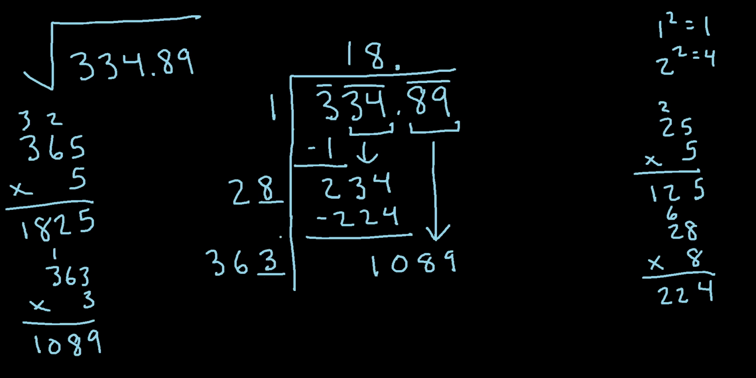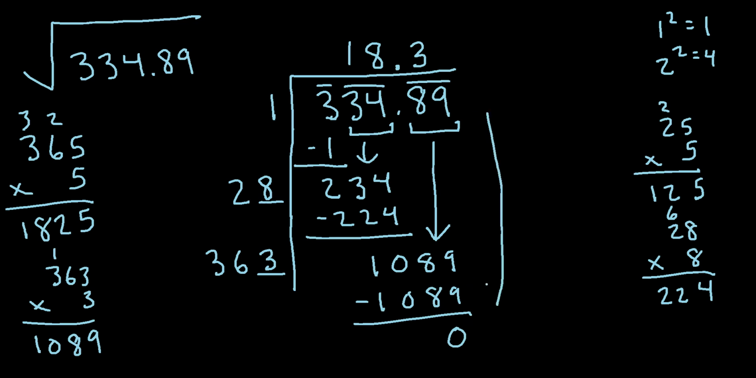And remember, if we put a 3 here, we also have to put it up here. So we said 363 times 3 is 1089. So when we subtract that, we're left with 0. And notice, there's nothing left to bring down. So that means we're done. So the square root of 334.89 is 18.3.